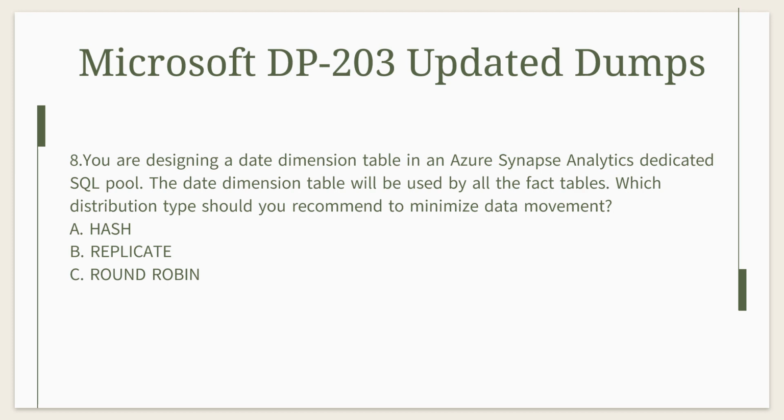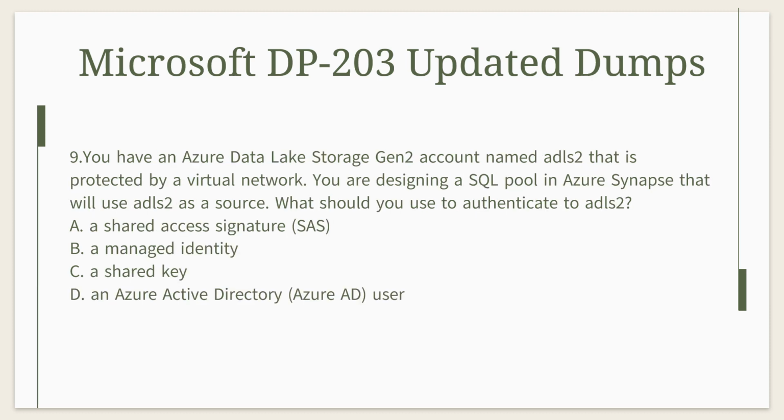9. You have an Azure Data Lake Storage Gen2 account named ADLS2 that is protected by a virtual network. You are designing a SQL pool in Azure Synapse that will use ADLS2 as a source. What should you use to authenticate to ADLS2? A. A shared access signature, SAS, B. A managed identity, C. A shared key, D. An Azure Active Directory, Azure AD, user.